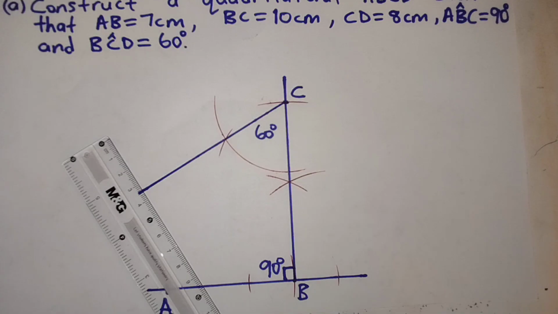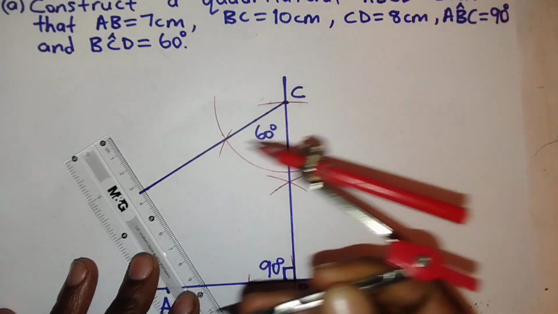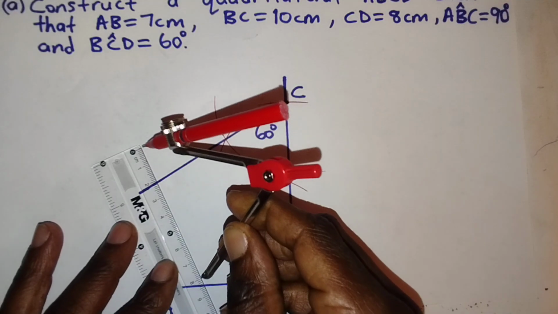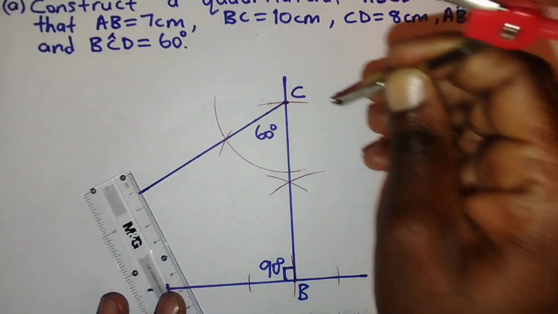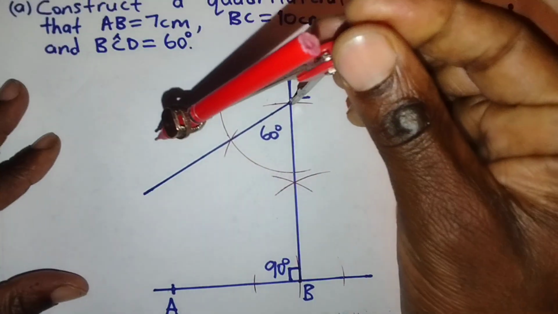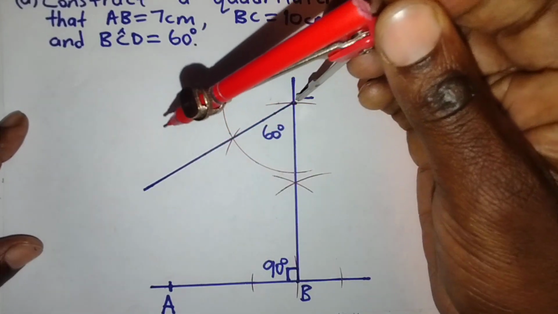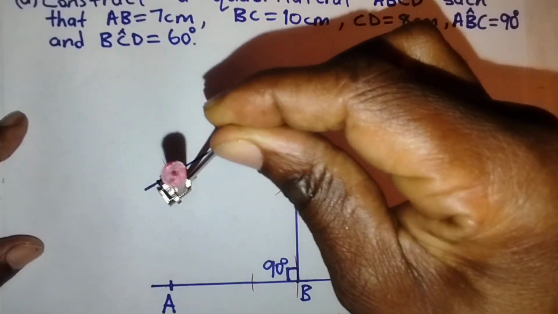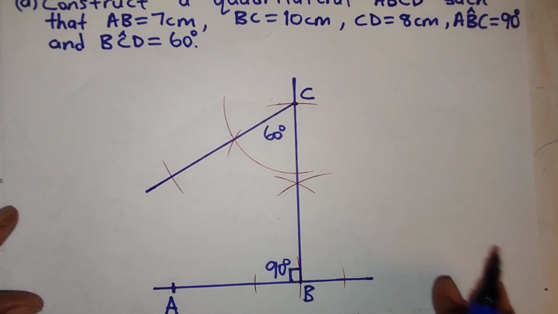So now I want to mark the position of D. We are told that CD is 8 centimeters. So from C to D is 8 centimeters. So I'll measure 8 centimeters using the compass and the ruler. As you can see, that's 8 centimeters. Now with C as my center, I'll draw an arc which cuts this line like this. So where this arc cuts the line, that's the position of our point D.